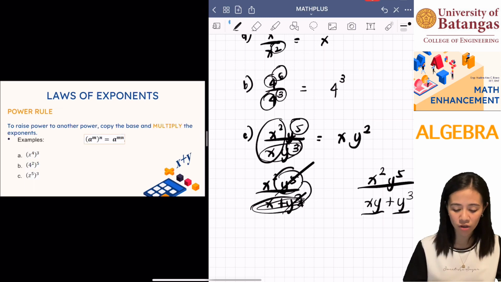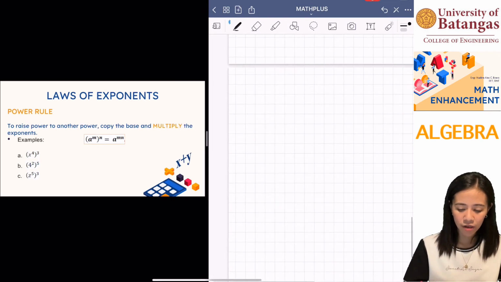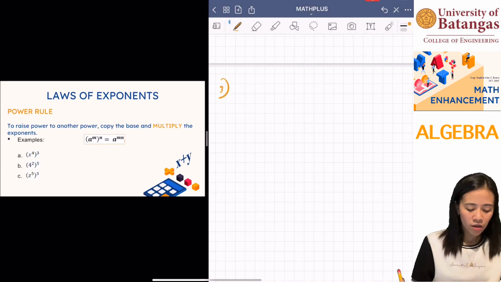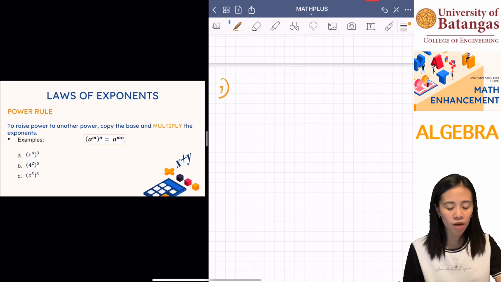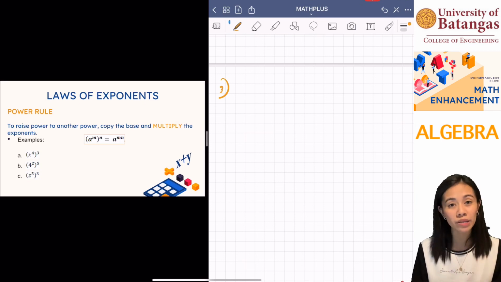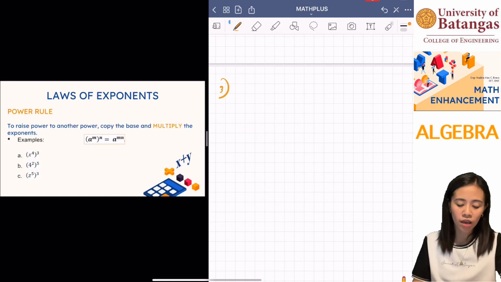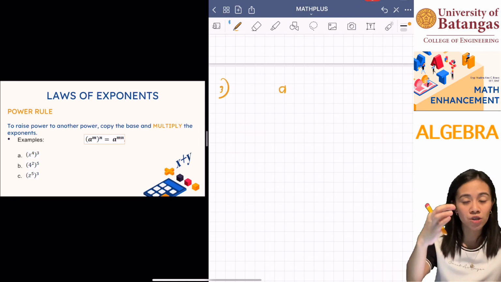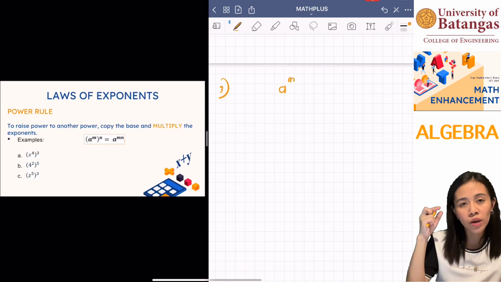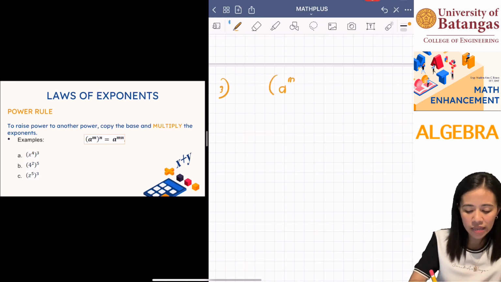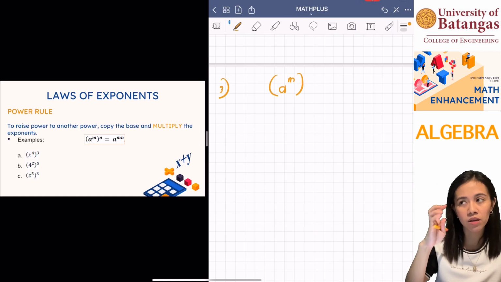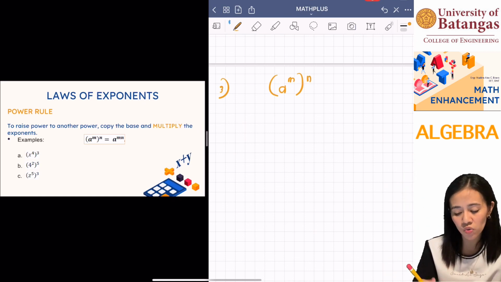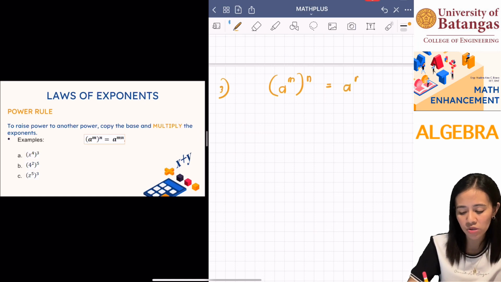Next, let's proceed with the power rule. With the power rule, it's number 3. To raise a power to another power, copy the base, and then multiply the exponents. So, ano ibig sabihin ng power rule? Meron kang base, let's say A. Yung base mo, naka-raise siya sa exponent, let's say M. So, yung A raised to M expression, nilagyan pa natin siya ng exponent sa labas, let's say N. Kung ganito daw yung itsura, that would be equivalent to A raised to MN.